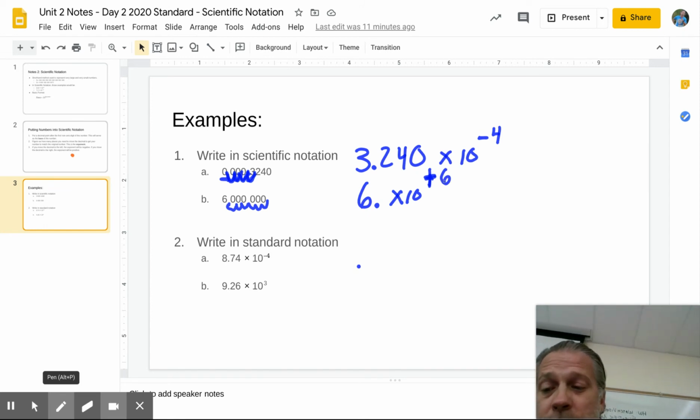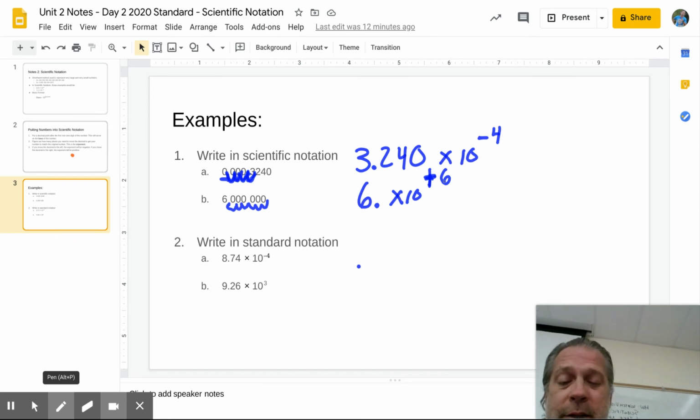I do think it's good practice to move the decimal with your pen or pencil. That way you're counting decimal places and not zeros, which is a trap that some people fall into when they make a shortcut. All right, now I'm going to take these two numbers in the bottom and write them in standard notation, which is taking them out of scientific notation.